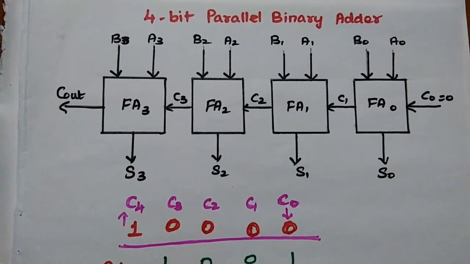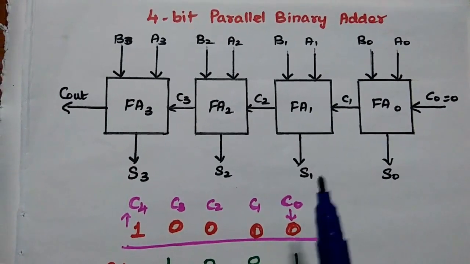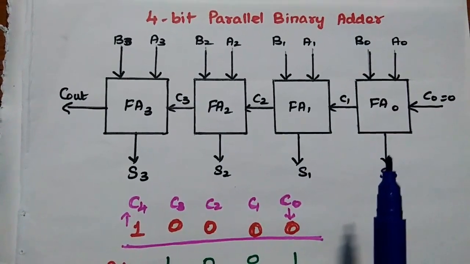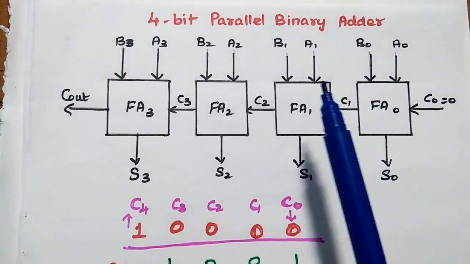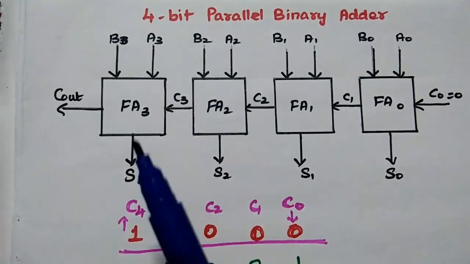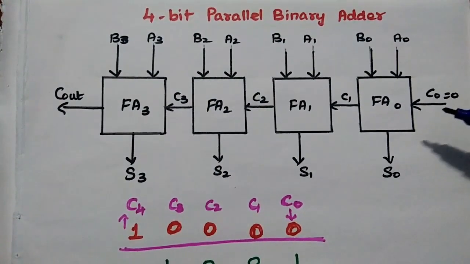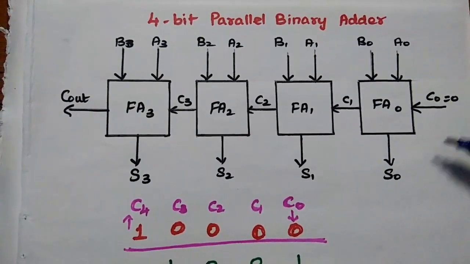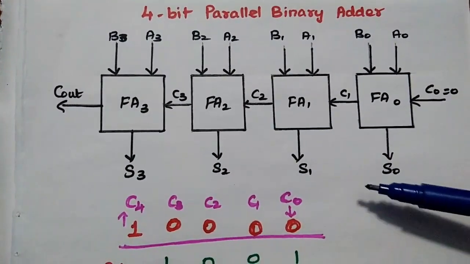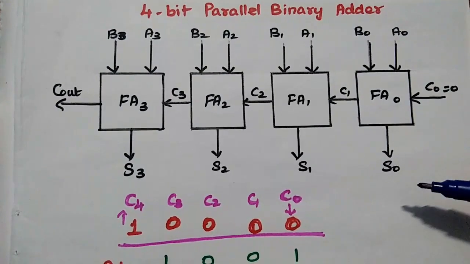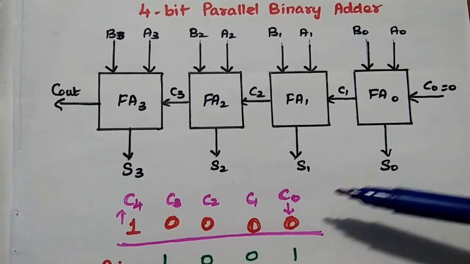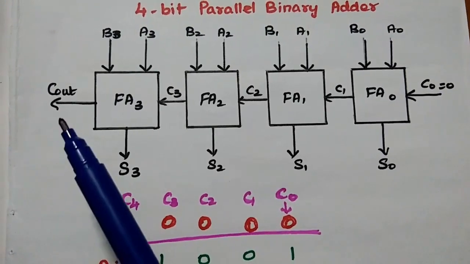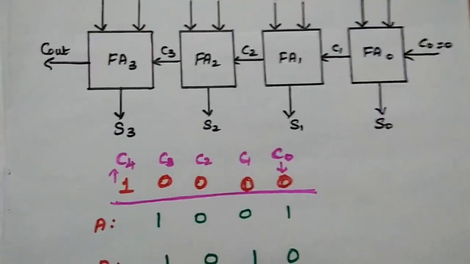Consider a 4-bit parallel binary adder. Here we are using 4 full adder circuits. So here A0, B0, A1, B1, A2, B2, A3, B3. In the initial stage, the carry input is equal to 0. There are 4 bits in the sum output: S3, S2, S1, S0. And the final carry output is C out.